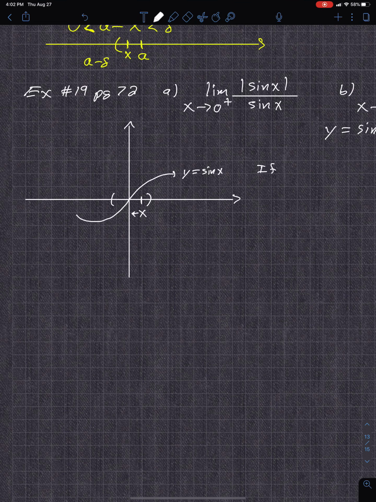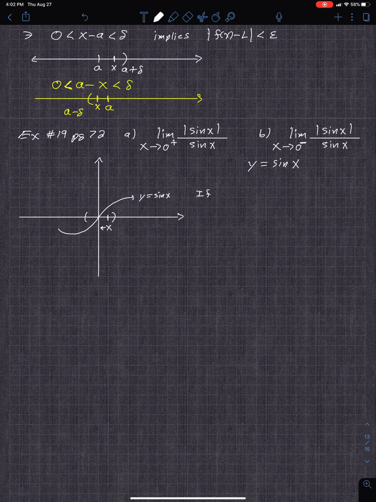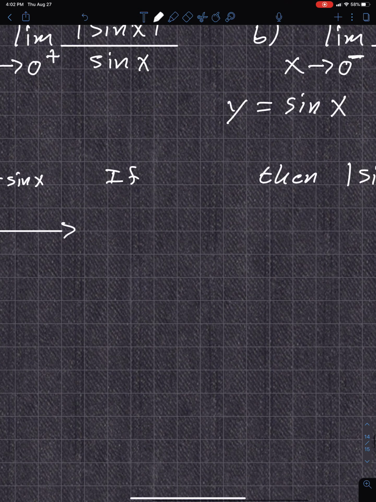So basically, we're saying if x is greater than 0, then the absolute value of sine x is really just equal to what? Now this is close to 0. Actually, let me say it like this: if x is in the interval from 0 to, let's just say, pi fourths.